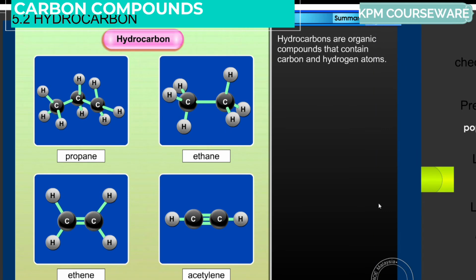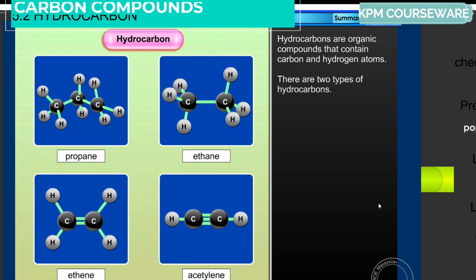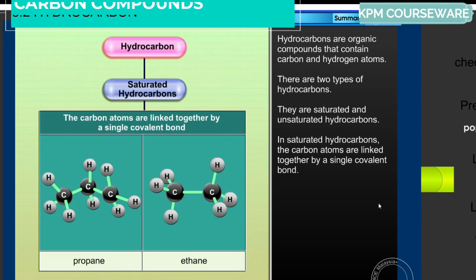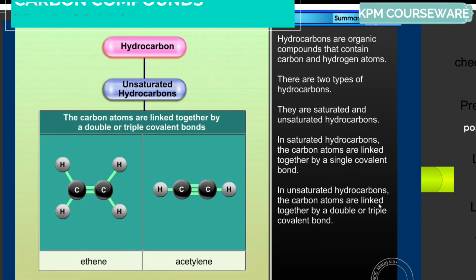Hydrocarbons are organic compounds that contain carbon and hydrogen atoms. There are two types of hydrocarbons. They are saturated and unsaturated hydrocarbons. In saturated hydrocarbons, the carbon atoms are linked together by a single covalent bond. In unsaturated hydrocarbons, the carbon atoms are linked together by a double or triple covalent bonds.